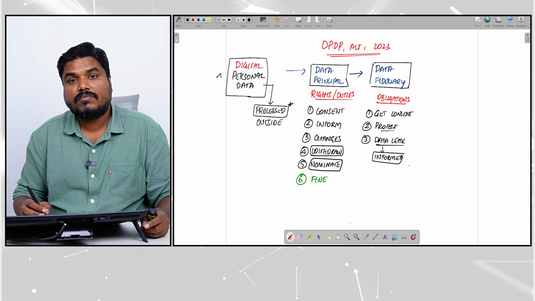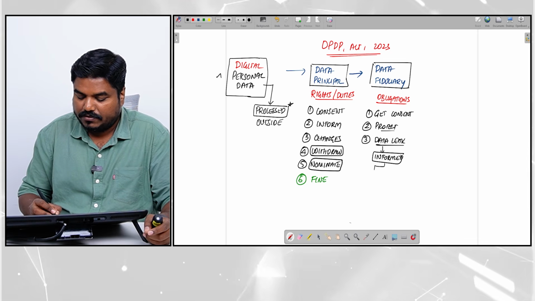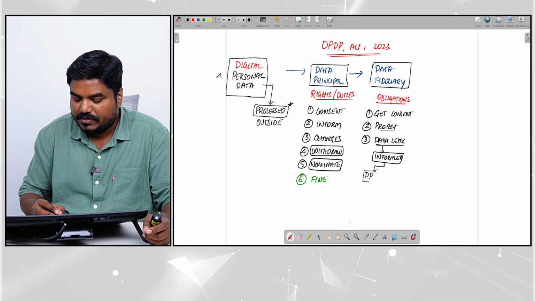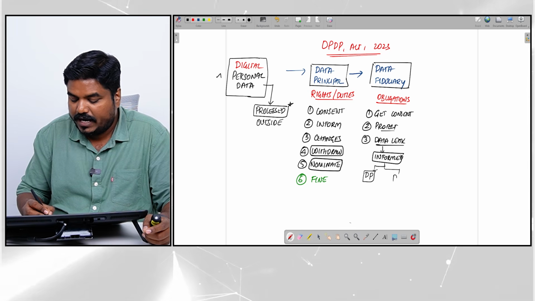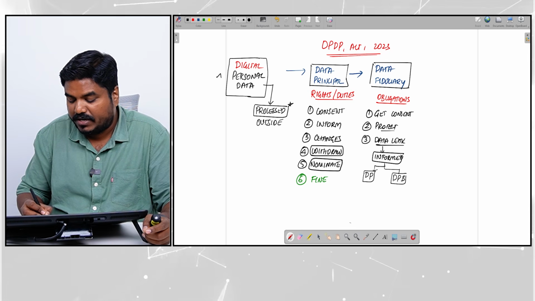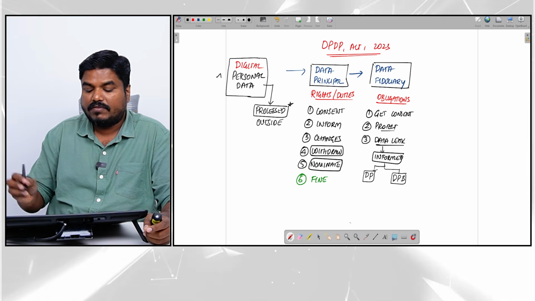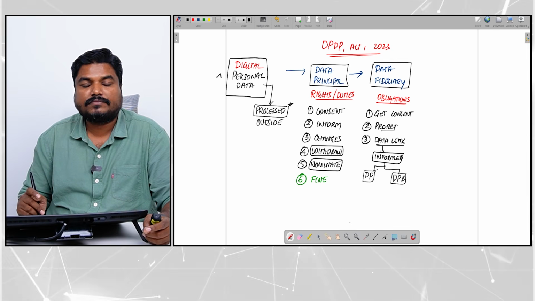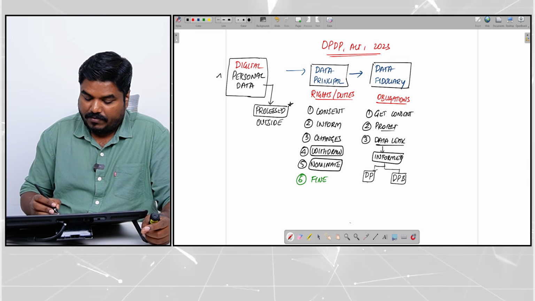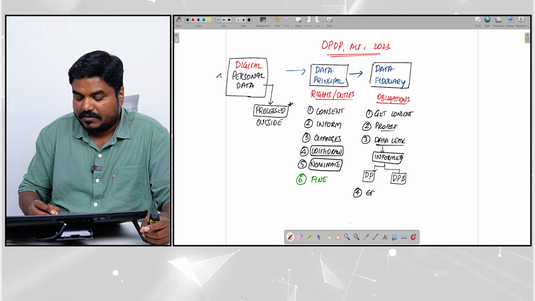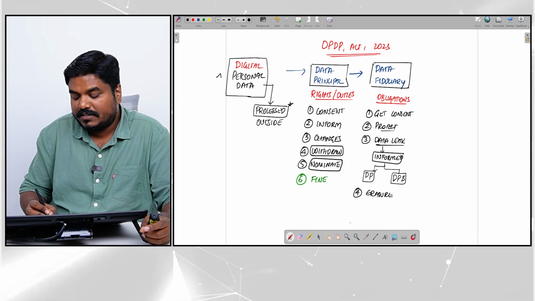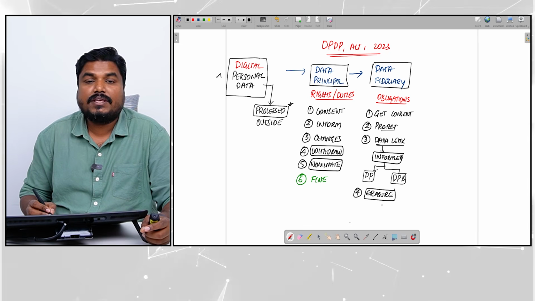Also, it has to be informed to the data protection board. So for data principal also you have to inform. For data protection board, I will explain about data protection board in a short while. So for both of them, they have to inform. Alright. Similarly, erasure of data. Once after all the processing is done, the data collected has to be erased.